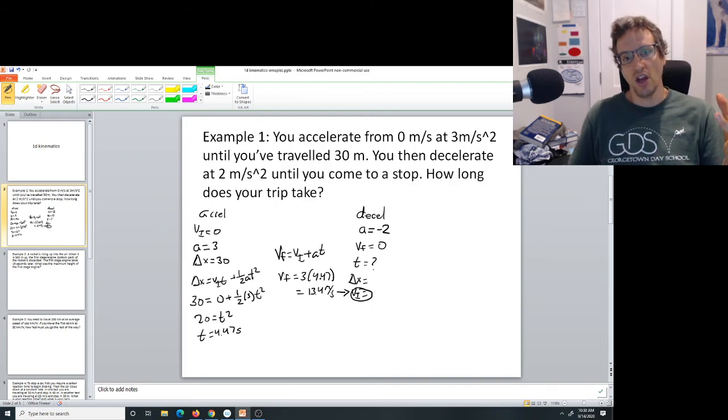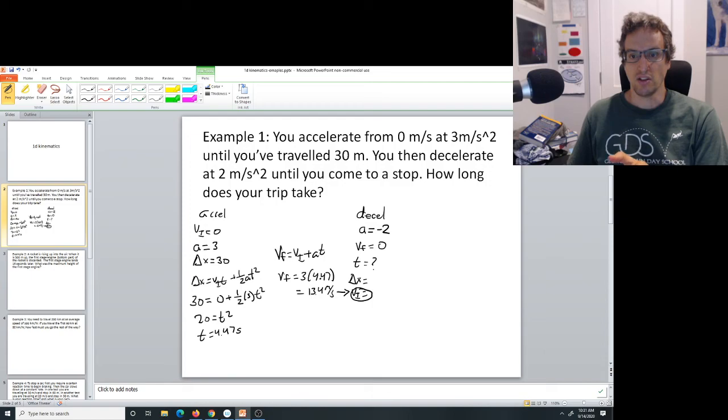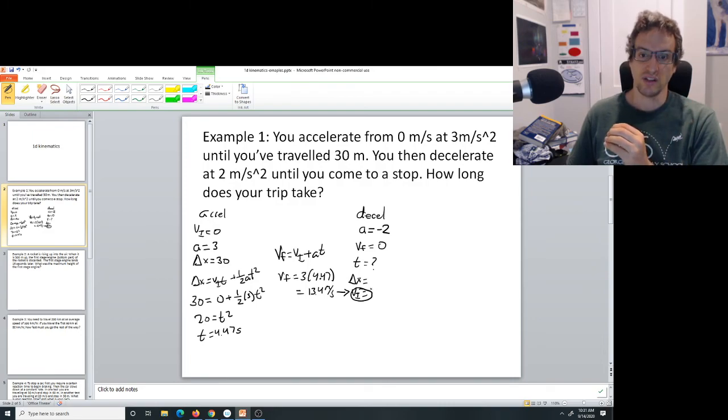Again, it's because final velocity is at the end of a time segment. We're dividing this into two time segments, but the end of the first time segment is the beginning of the next time segment. So the velocity at the end of that time segment is the start velocity of the second time segment. It comes to 13.4.